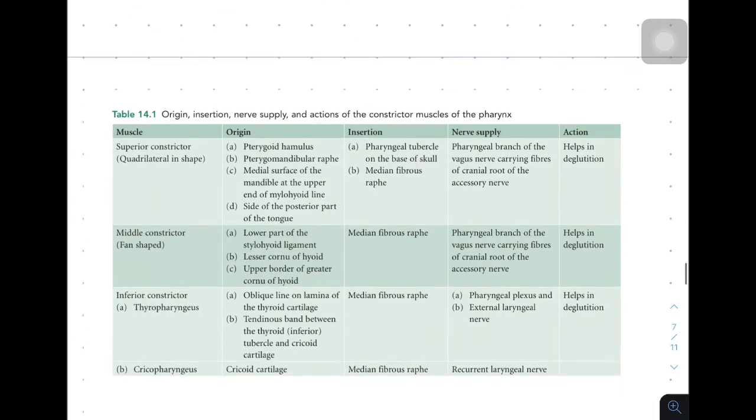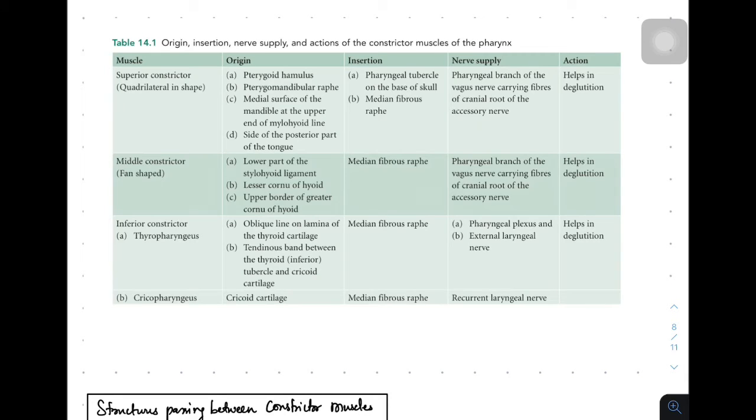Now this is a very summary sort of a table showing everything about the constrictor muscles. We have the superior constrictor, middle constrictor and inferior constrictor of two parts, thyropharyngeus and cricopharyngeus. Origin, as I told earlier: pterygoid hamulus, pterygomandibular raphe, medial surface of mandible, then the side of the posterior part of the tongue also, and inserting onto the pharyngeal tubercle, mainly the median fibrous raphe. Then nerve supply, as I told earlier, is the pharyngeal branch of vagus nerve carrying fibers of the cranial root of accessory nerve, and the action helps in deglutition.